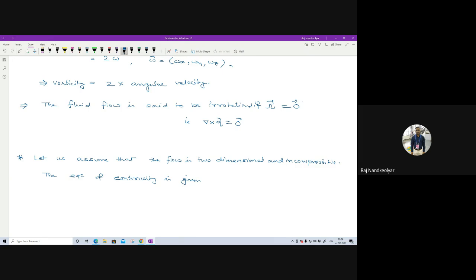What is the divergence of q? Yes, tell me. Divergence of q equal to 0. Yes, divergence of q equal to 0 is the equation of continuity for incompressible flow, but you forgot to include the assumption that the flow is two-dimensional. So if the flow is two-dimensional, then del u by del x plus del v by del y equal to 0. So the equation of continuity for a two-dimensional incompressible flow is del u by del x plus del v by del y equal to 0.